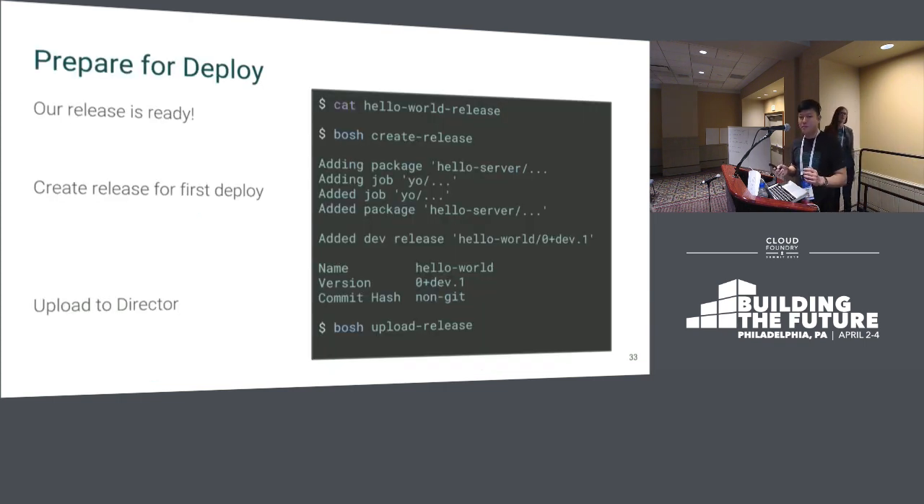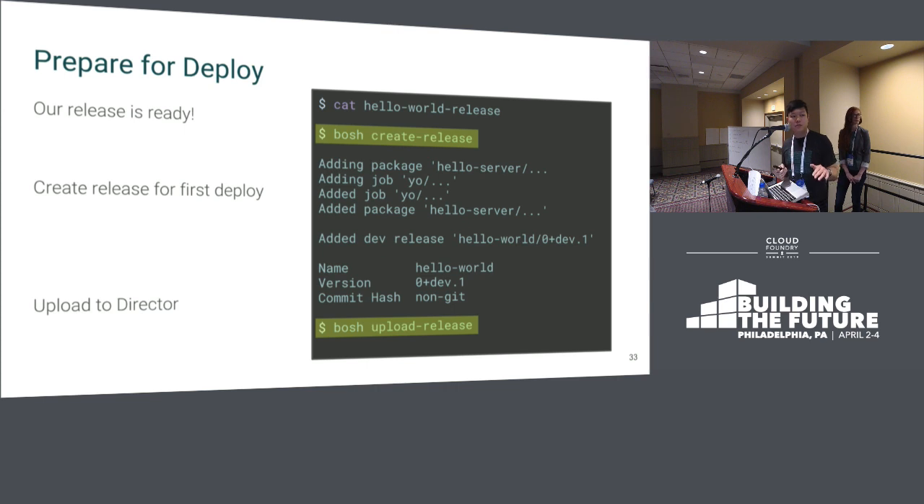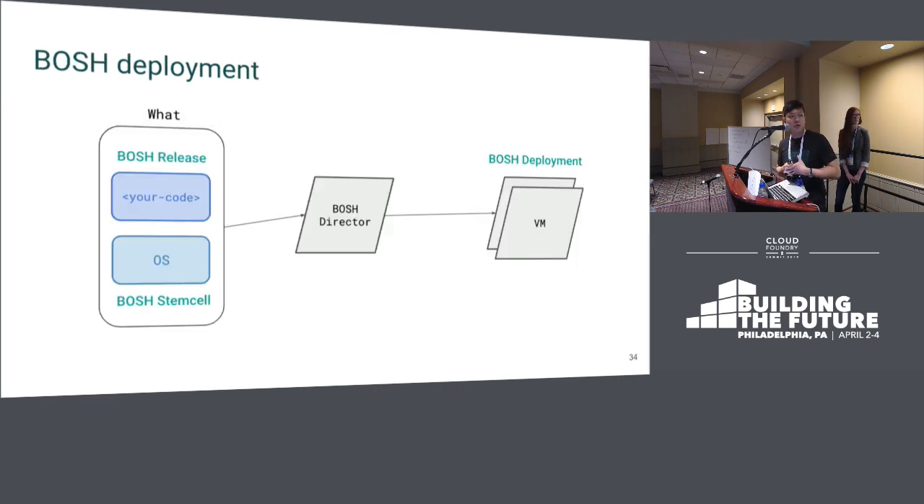So again, we're going to use the Bosh CLI to help us, but instead of scaffolding, we're going to use it to move files around. So we can start with bosh create-release, and it takes a snapshot of what you have so far. You run bosh upload-release, and it moves that onto the Bosh director. So going back to our Bosh deployment diagram, we have the what that you put onto the Bosh director, and it takes it and creates a deployment out of it.